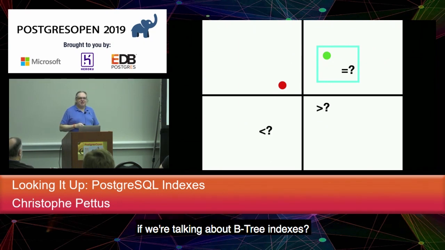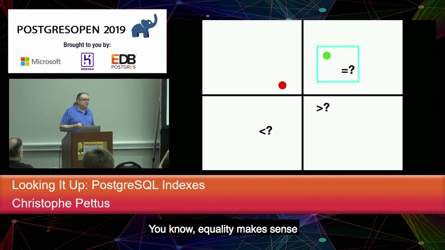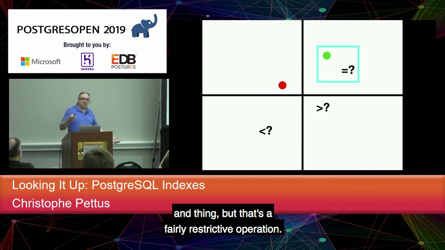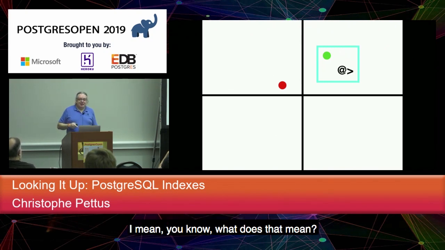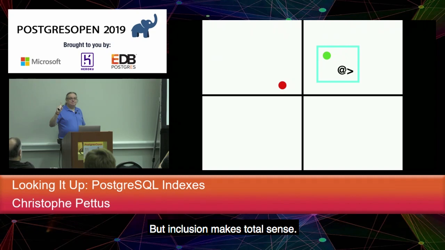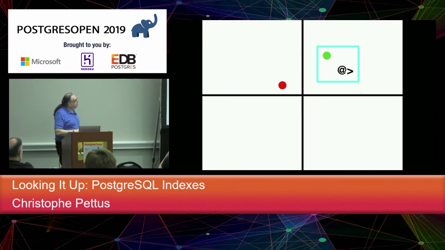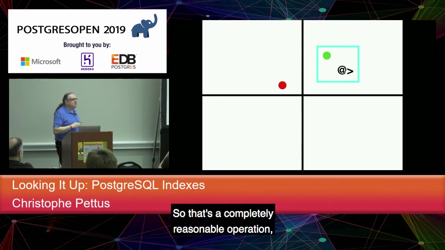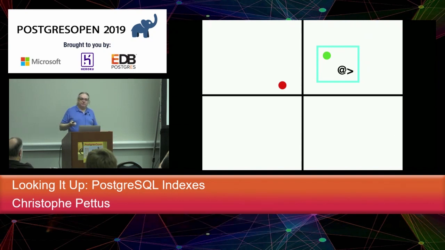But what does that mean if we're talking about B-tree indexes? I mean, a rectangle isn't greater than or less than a point. You know, equality makes sense if they happen to be exactly the same kind of object, but that's a fairly restrictive operation. Is this point greater than this point? I mean, what does that mean? But inclusion makes total sense. This point is inside this box. It's a really big point. So that's a completely reasonable operation, and of course, in geometric databases, it's an extremely common one.